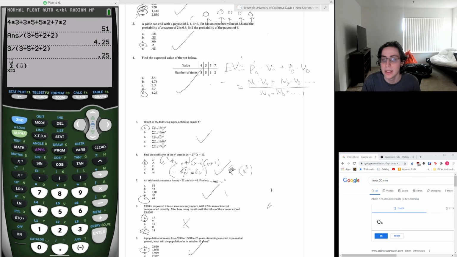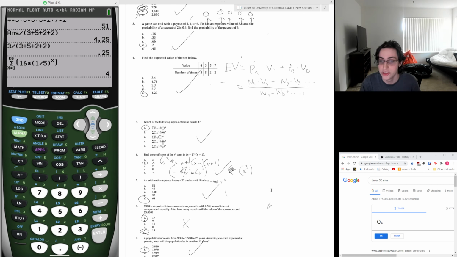Then for infinity, you do not want to use infinity. I'd say the highest I'd recommend going is 100. Even that I wouldn't really recommend. Maybe something like 50 would work. This is just getting us an approximation for the infinite sum. Then you do 16 times 1/5 to the x, and I'm going to test all of these down the line. That gives us just 4. So boom, we already know the answer is A.